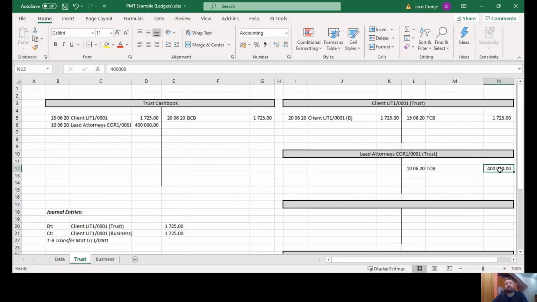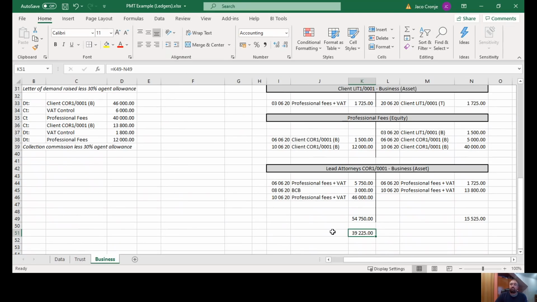Now in this case, they have 400 in trust, but I can't take the full 400 to myself. I'm limited to what I've fee'd them in business. So this trust to business transfer will be 39,225.